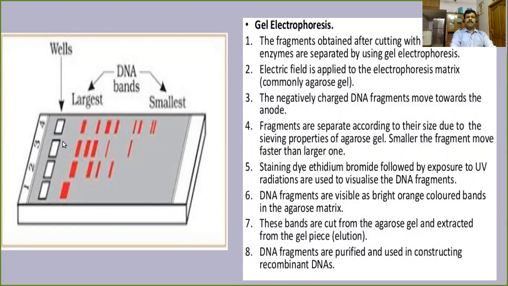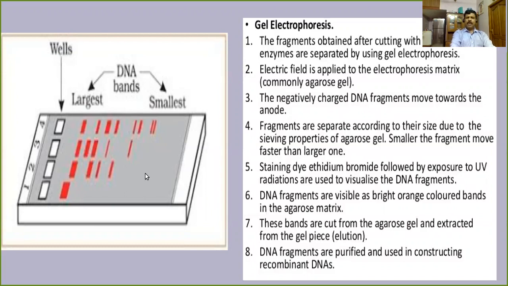In this process, the negatively charged DNA fragments are forced to move towards the anode under an electric field. It means the electric field is applied to the gel electrophoresis matrix. This is actually a matrix. Here we are applying the electric field. The negatively charged DNA fragments are forced to move towards the anode through this matrix under an electric field.